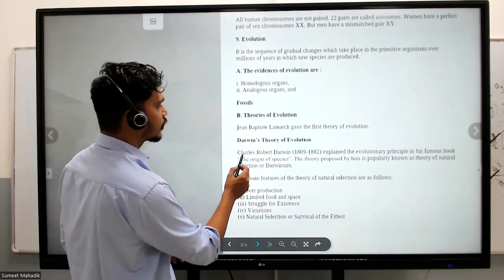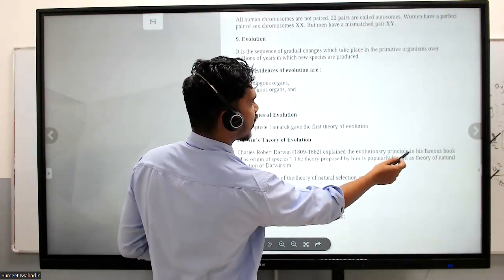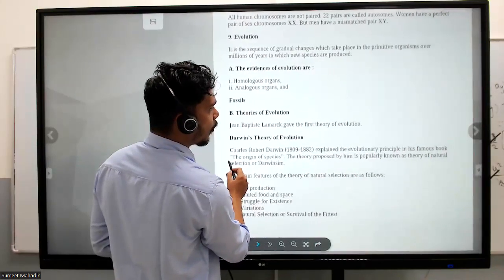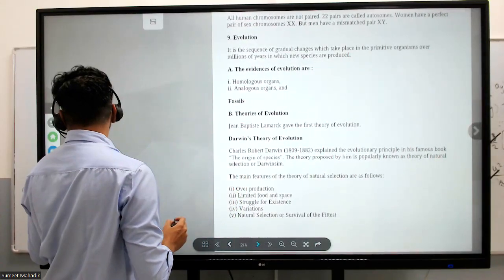What does Darwin's theory say? Charles Robert Darwin explained the principle of evolution in his famous book, The Origin of Species. The theory he proposed is popularly known as the theory of natural selection.